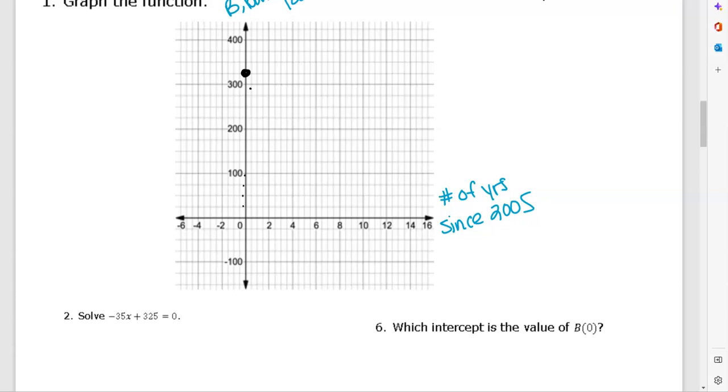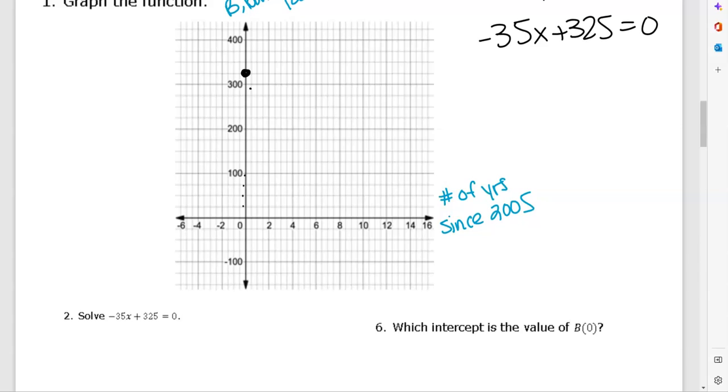It says solve negative 35x plus 325 equals 0. Because what is that asking me to find? They made y 0. So what are we solving for? Our x-intercept. It made y equal to 0. So number 2 wants to find my x-intercept. So if I find my x-intercept, I could just connect those two dots. If I have a y and an x-intercept, I can connect them. So let's do that. Let's see if that helps us. Tell me what to do for number 2. I'm going to write it bigger over here so we can see it. Negative 35x plus 325 equals 0.